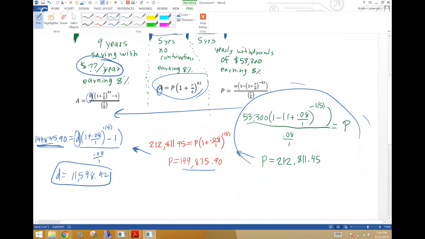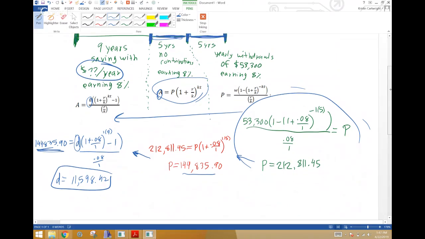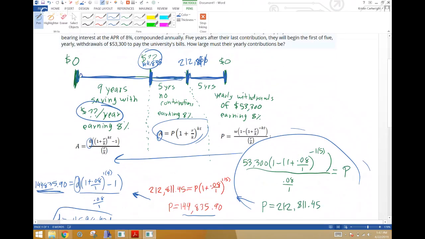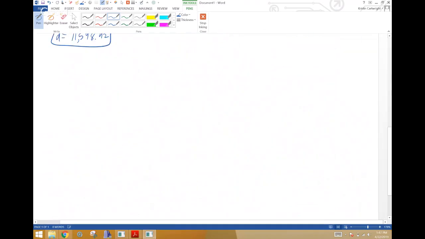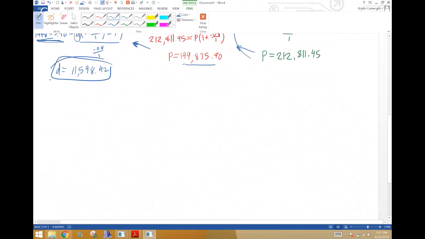My yearly deposits need to be $11,598.42, and I'll do that for 9 years. Doing that for 9 years, letting it sit for another 5, and withdrawing $53,300 a year allows me to pull that much out for the 5 years. So we worked our way backwards, and our final answer after it all was $11,598.42.